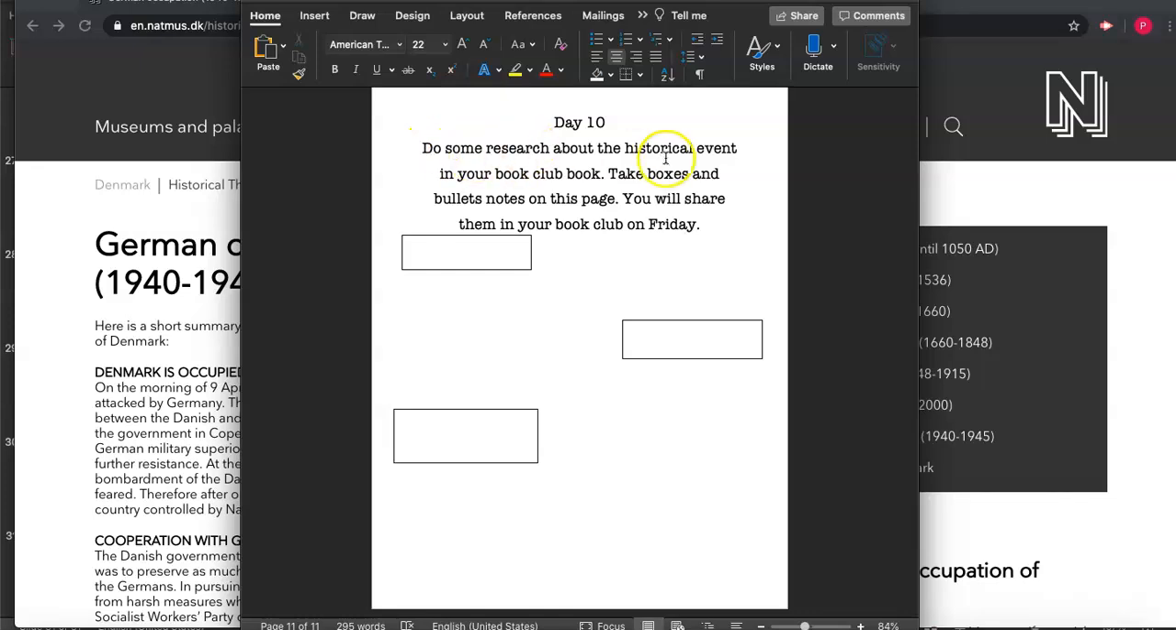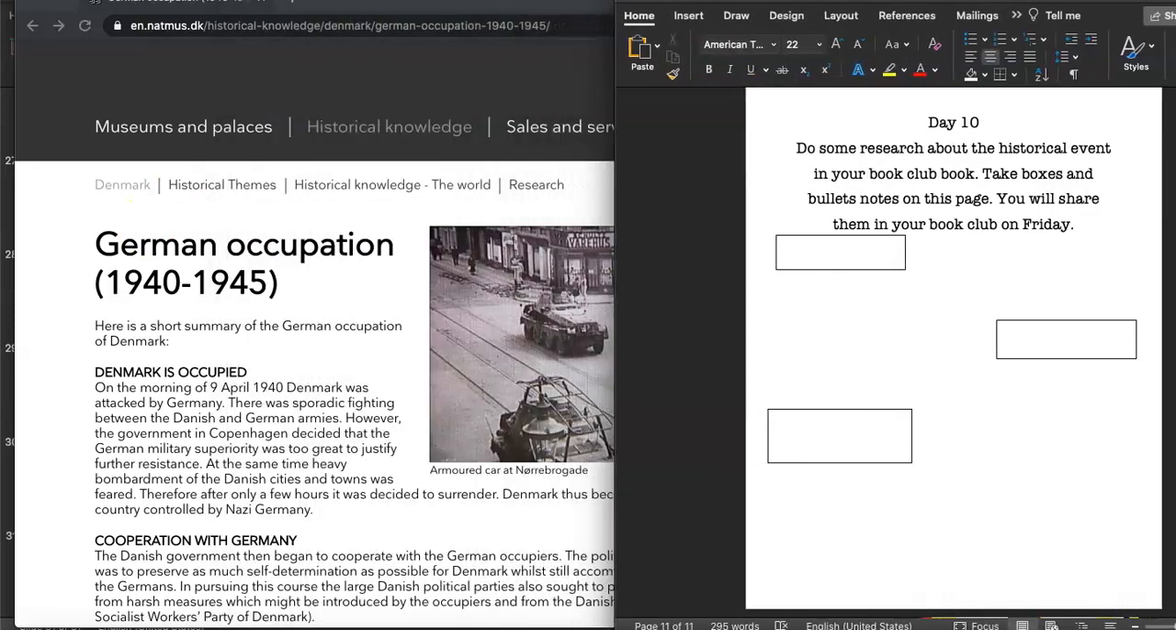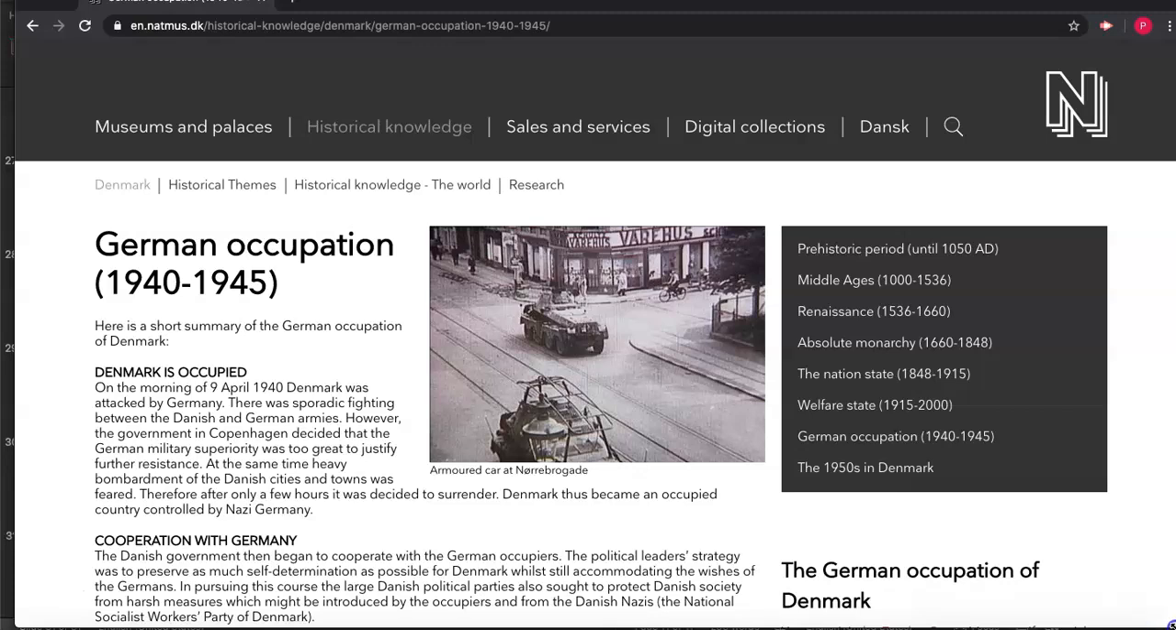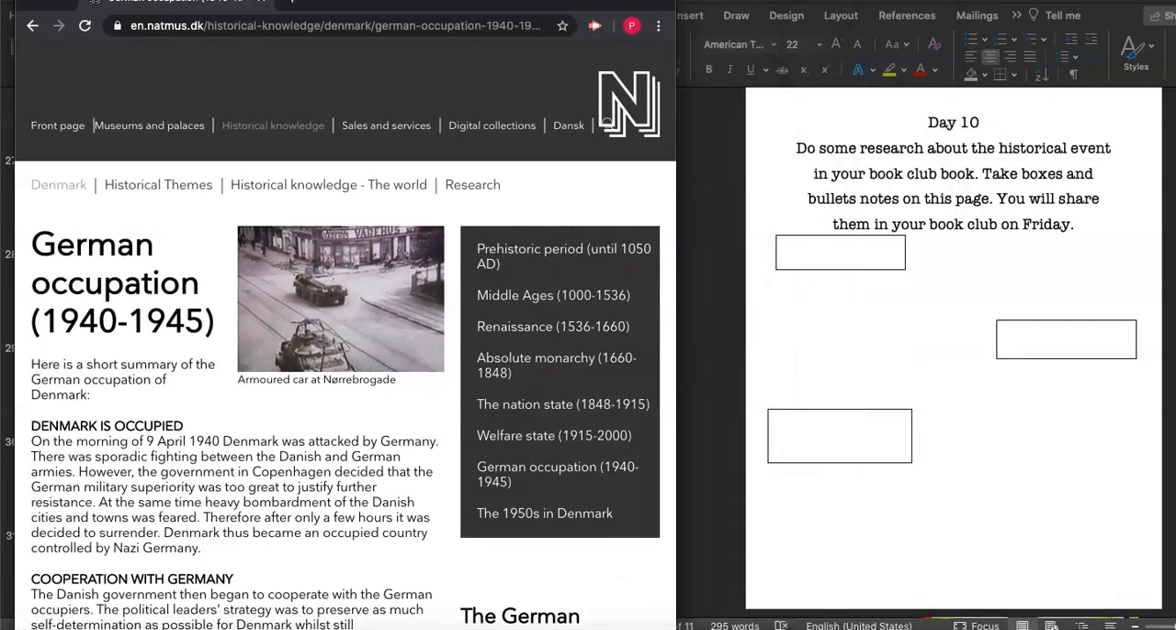And so we're going to do some research about the historical event, and then we're going to use boxes and bullets to take our notes, which is why I have those boxes there. And then on Friday, you're going to share those in your book club. So I'm ready to take some notes as I am reading about the historical event in my book.